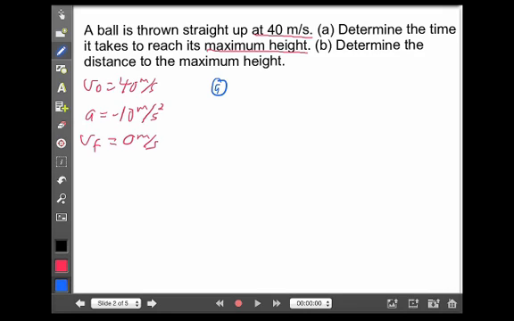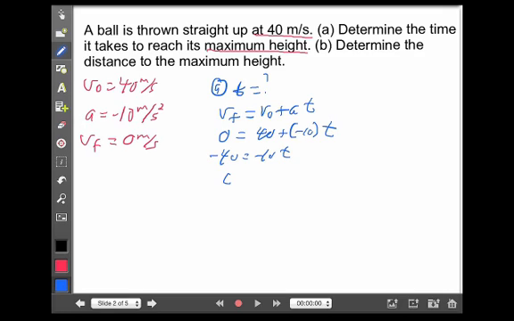So now I want to determine time. Well, that first motion equation is always an easy one to work with when I want time. Final velocity is initial plus acceleration times time. Final is 0, initial is 40, acceleration is negative 10. Subtract 40 and divide by 10, and I get 4 seconds. So that's my time to reach the maximum height.